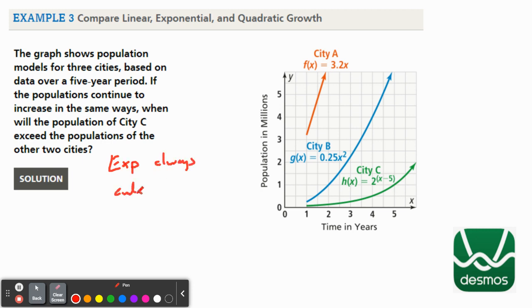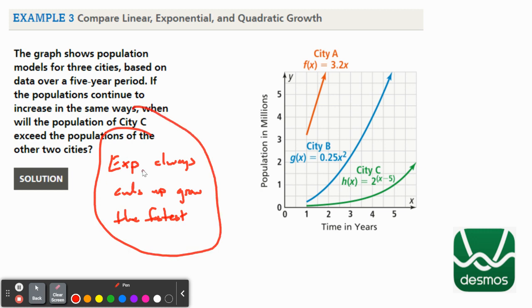always ends up growing the fastest. So keep that in mind. An exponential always ends up growing the fastest.